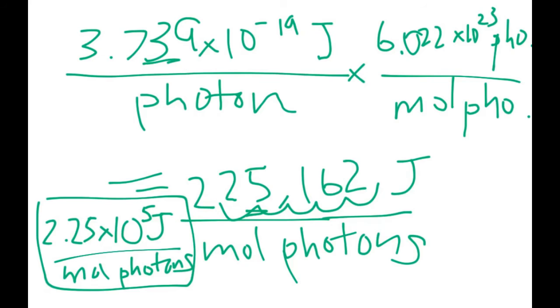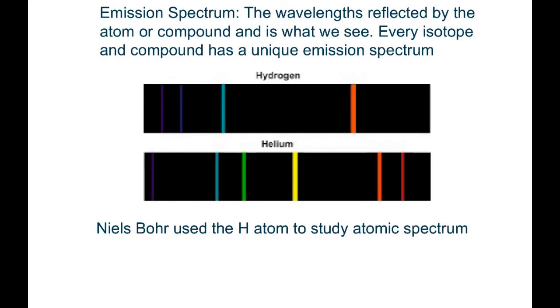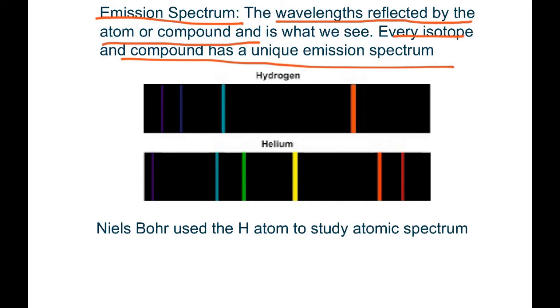So let's move on to our next topic. We will now talk about emission spectrum, and emission spectrum shows us the wavelengths reflected by the atom or compound, and it's what we see because it's reflected to us. Every isotope and compound has a unique emission spectrum.